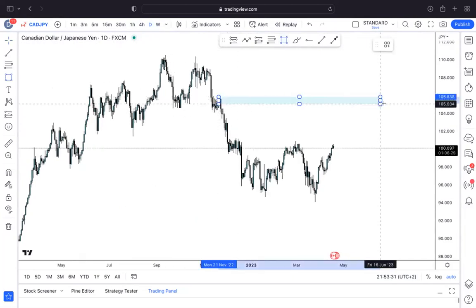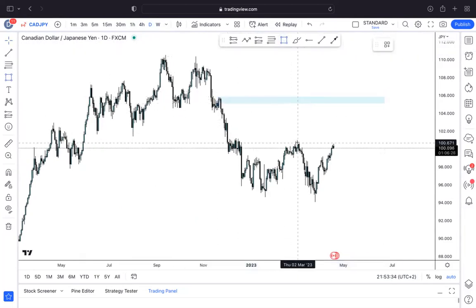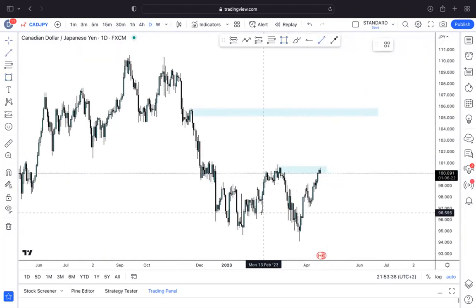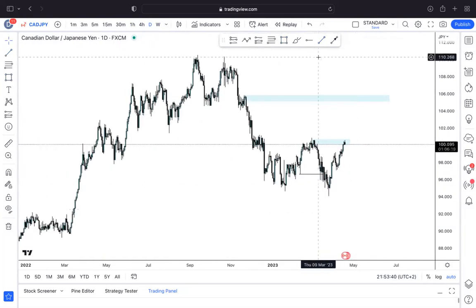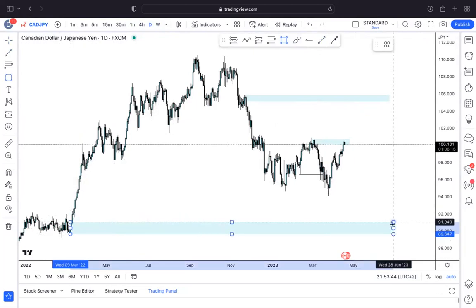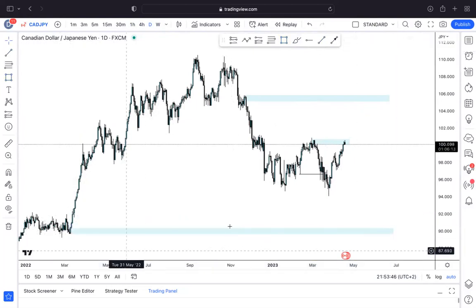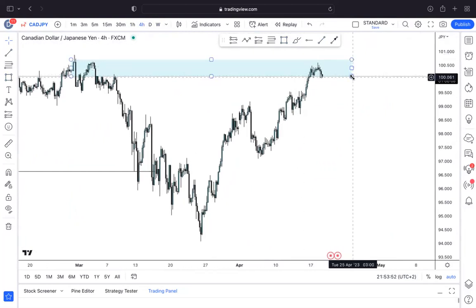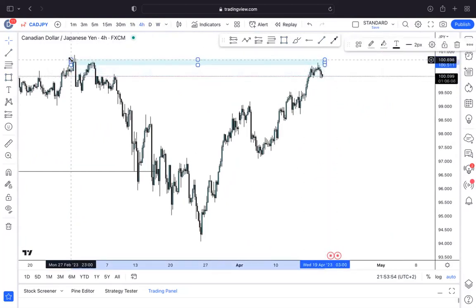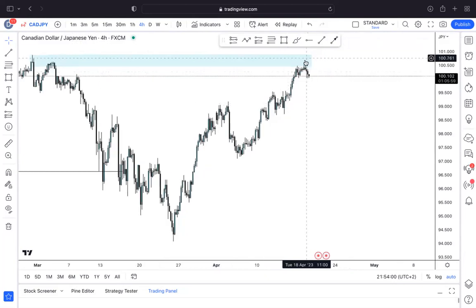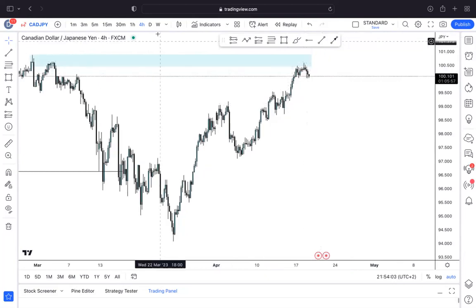All right, zone. And then this whole thing is a zone as well. I broke this to the downside. Have this here. So we have this order block and this one. We tapped into that one. Maybe it'll come up higher.